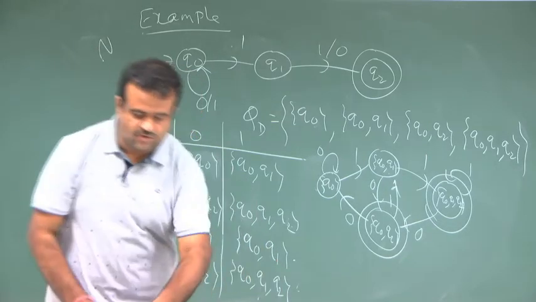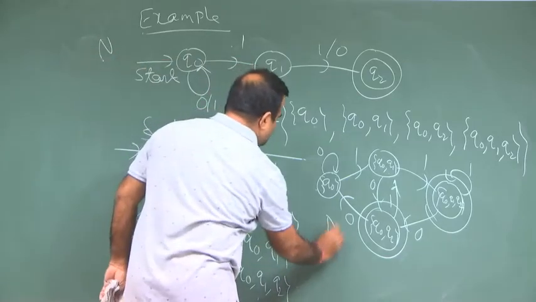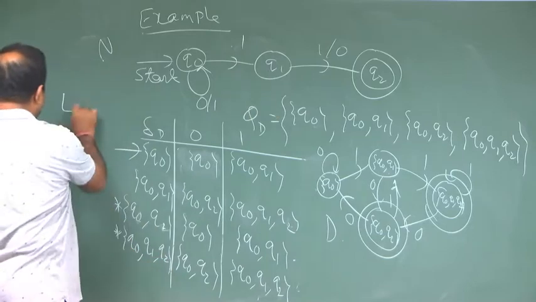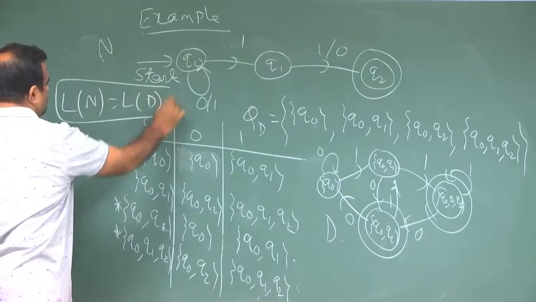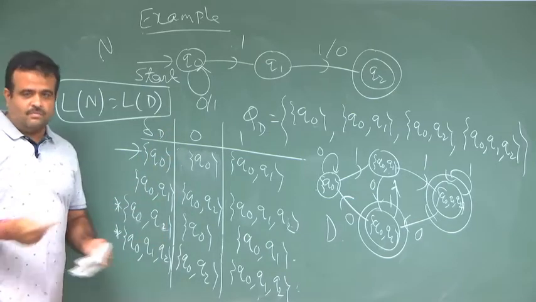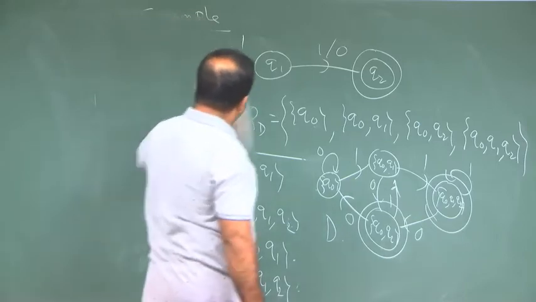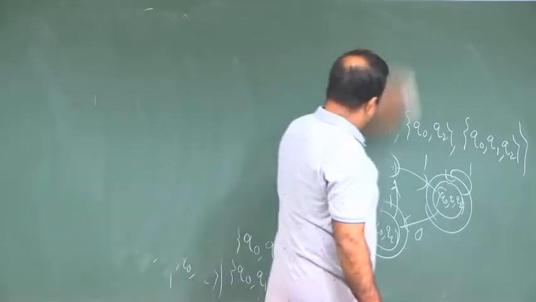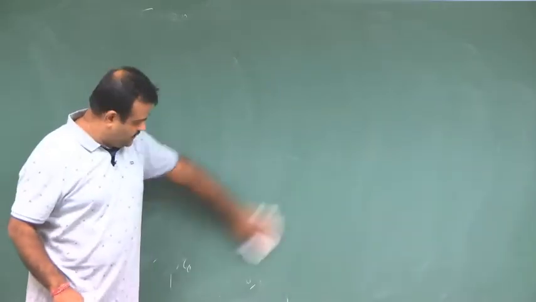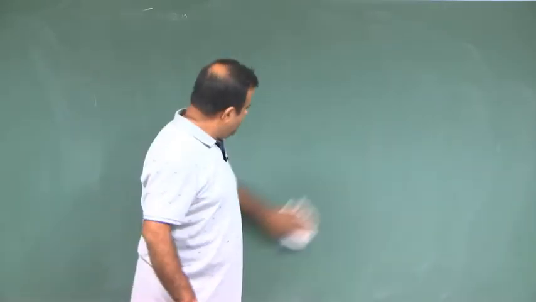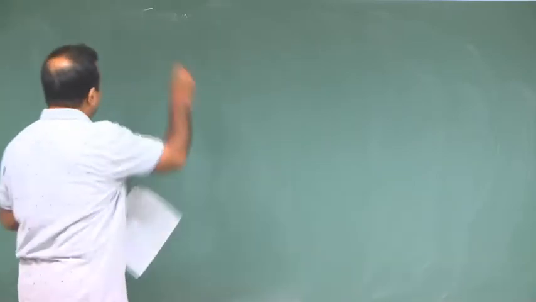Now, we will have a theorem to show that. So, this is the NFA and this is the DFA. Now, the language of this NFA is the same as the language of this DFA. So, we have to formally prove this. Okay, so we take a theorem over here.